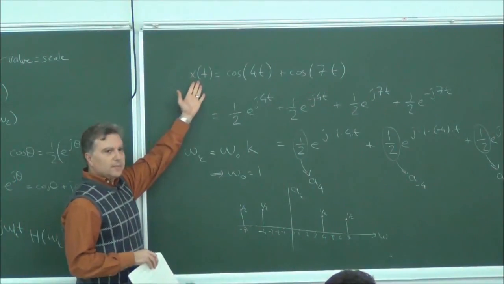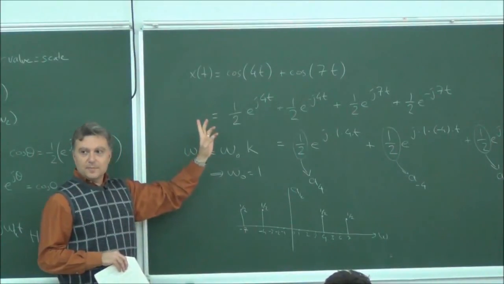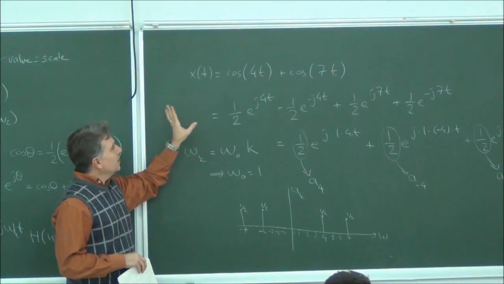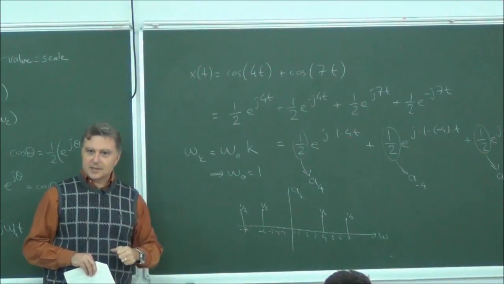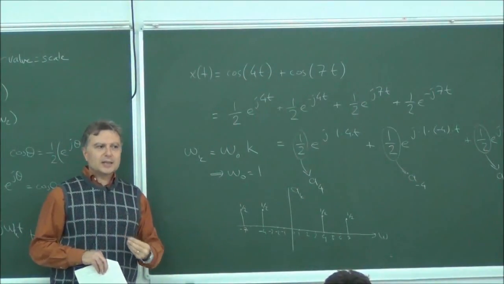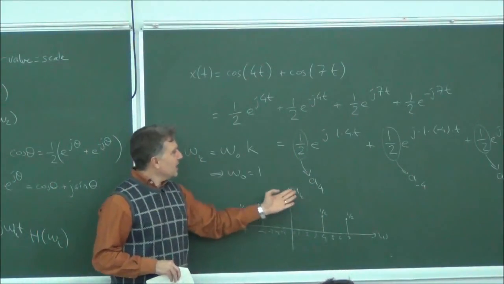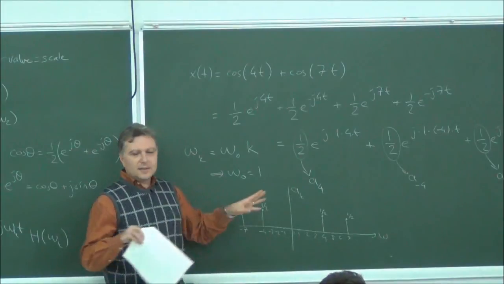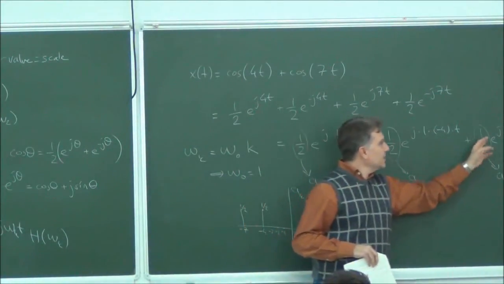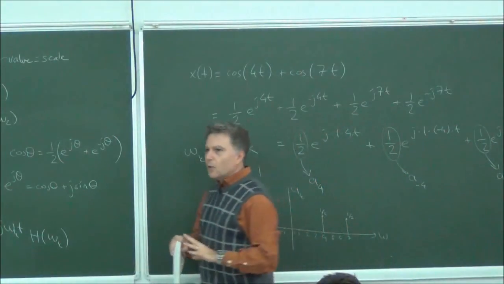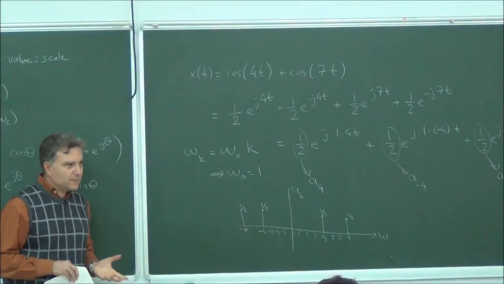This is x of t. It's a periodic signal, and therefore Fourier series coefficients of that exists. What are the Fourier series coefficients? That means what are AKs? And you have to give me this plot, or say it in a sentence like this: A4 is this, A minus 4 is this, A7 is this, and A minus 7 is that, and all other AKs are zeros. That is the answer that you have to give.